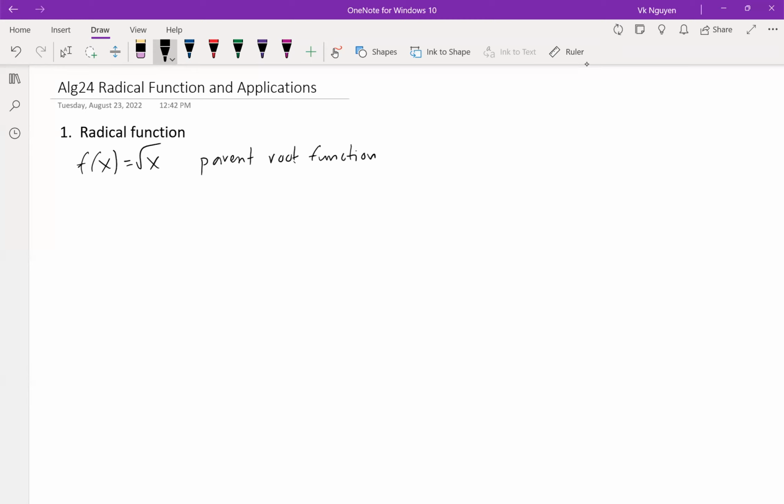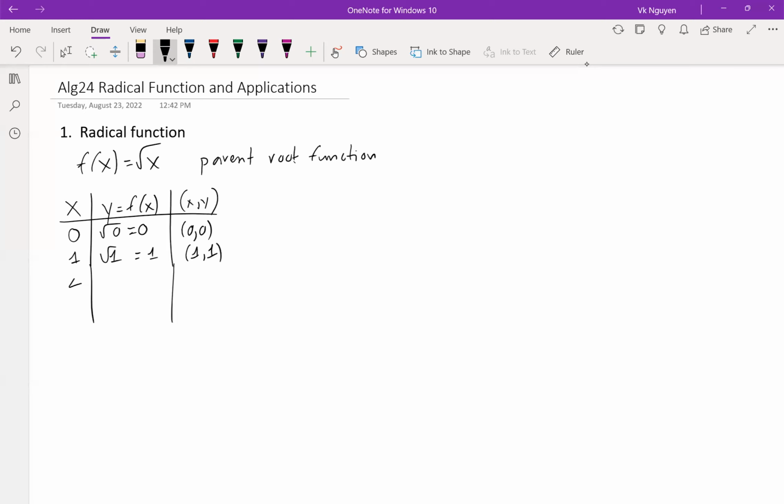Let's plot the points here and see what it looks like. x, y equal f(x). The point x, 0, right? Root of 0 is equal to 0. 0, 0. 1, root 1 is equal to 1. 1, 1. Next number is 4, because root 4 equal 2. 4, 2. 9, root 9 equal 3. 9, 3, and so on.